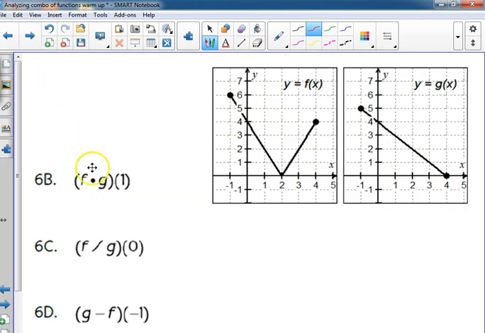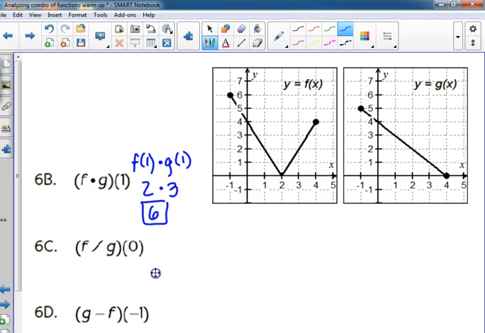Okay, let's try another one. What are we supposed to do on this one? Find F of 1 times G of 1. Anybody? F of 1? 2? G of 1? 3? So we get 6.